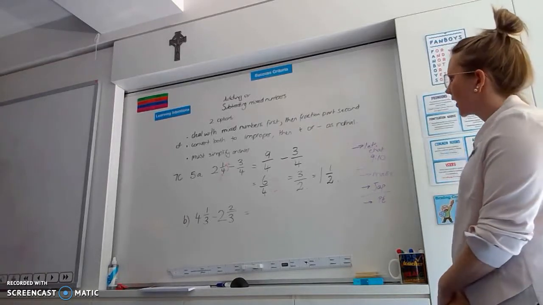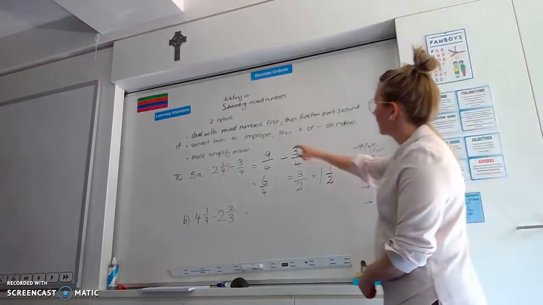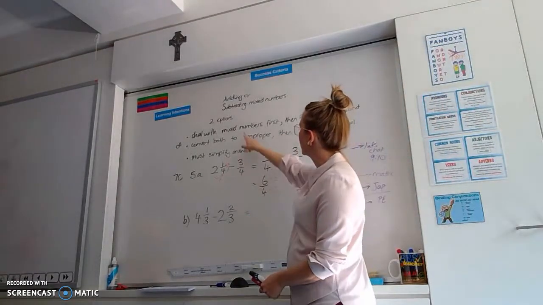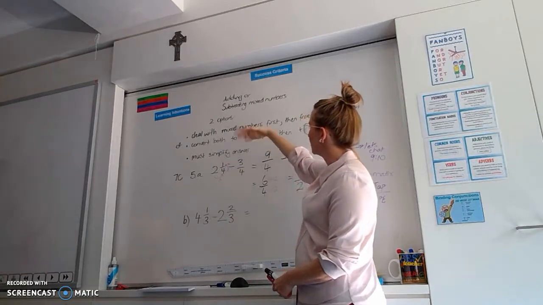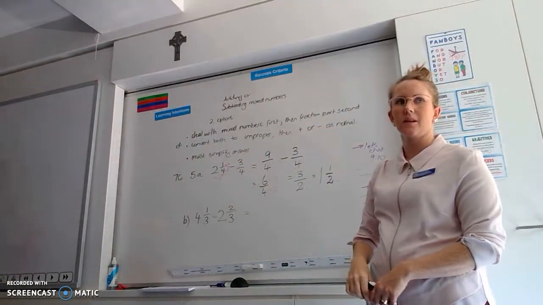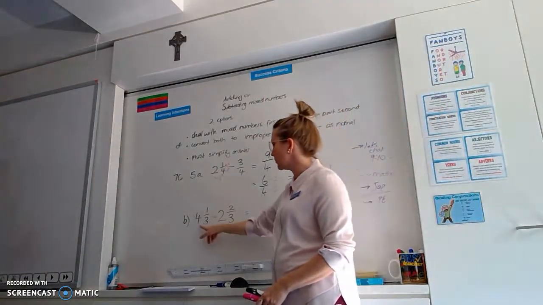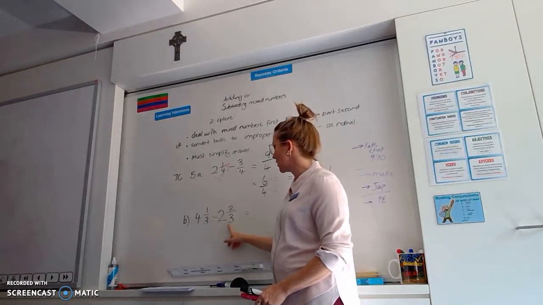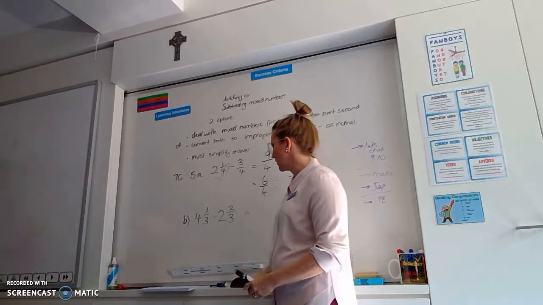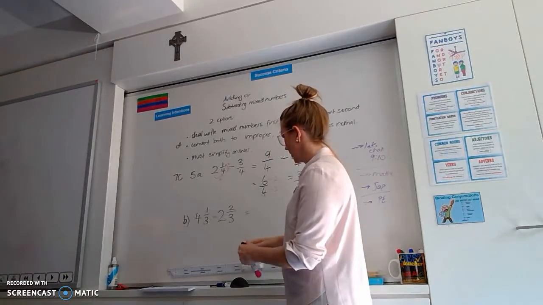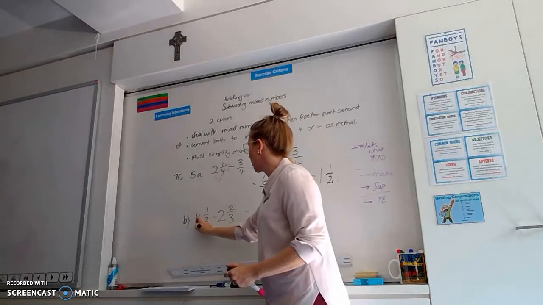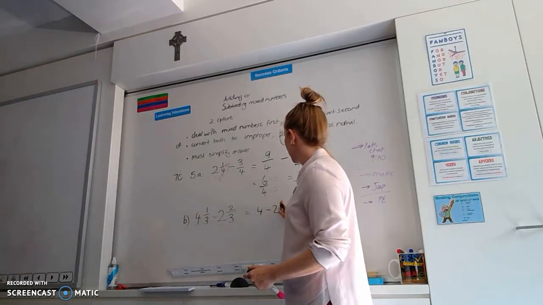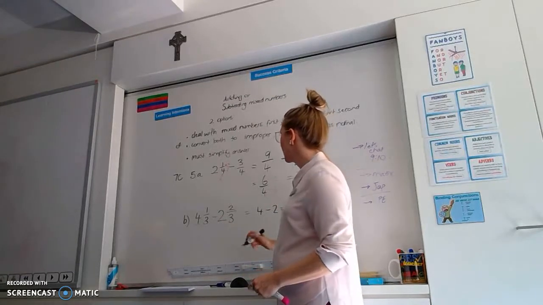Okay, so I've shown you this way. This question is more suited to the first option of dealing with the mixed numbers first and then the fraction part second, because there are mixed numbers in both parts of the question and the fraction denominators are the same, so that makes it nice and easy. So let's deal with the whole number first. 4 minus 2? 2.